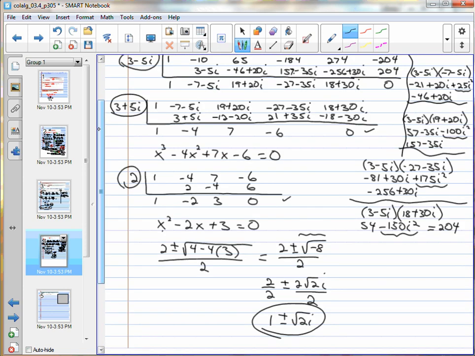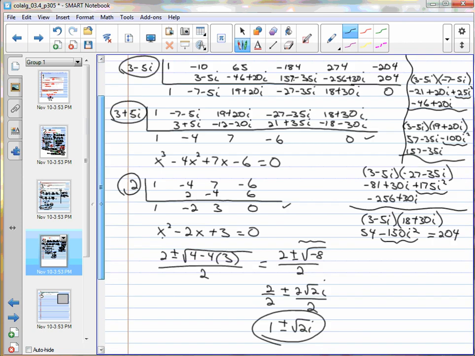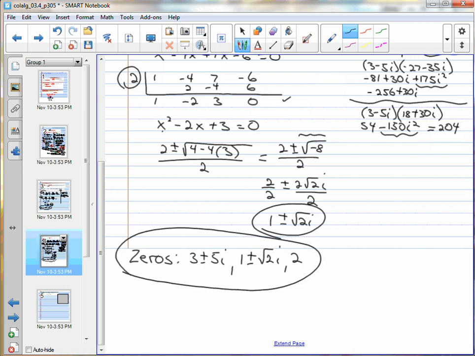2 there, 3 here, 4, 5 there. Whew, for our 5th degree. Find all zeros. Our zeros are, what was it? 3 plus or minus 5i. There's a conjugate pair. 1 plus or minus square root of 2 i. And our one lonely rational 0, 2. That's the only one that would show up. That's right.